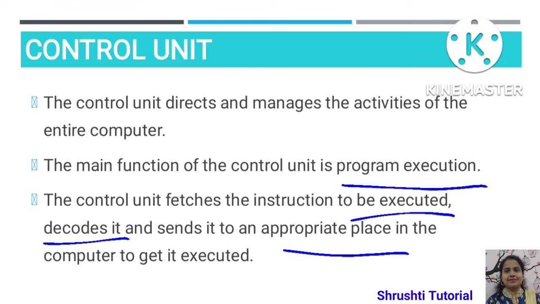So what is the function of the control unit? The control unit directs and manages the activity of the entire computer. The main function of the control unit is program execution. The control unit fetches the instruction to be executed, decodes it and sends it to appropriate places in the computer to get it executed.